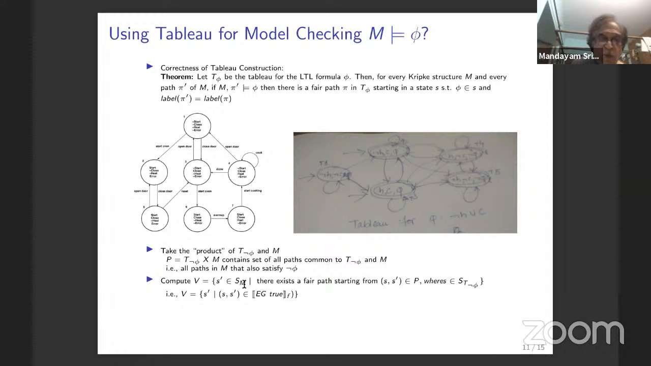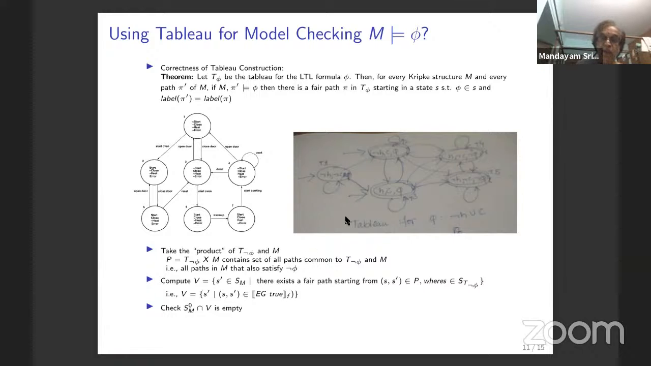And that you want to ensure that is empty. If this is non-empty, then you have to see if there is any intersection from that V with the initial states in this machine. If it is not empty, then there is a violation. If it's empty, then it is fine. Okay, so that's how you do.